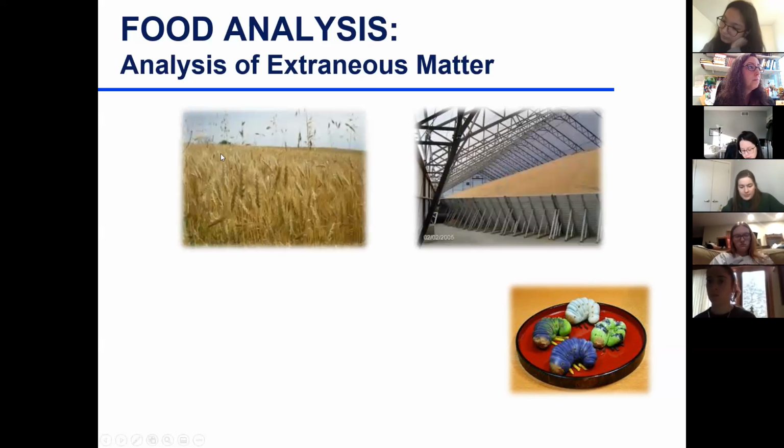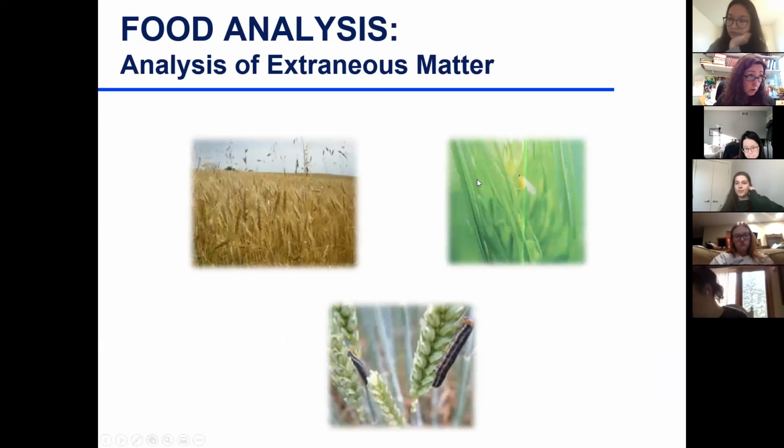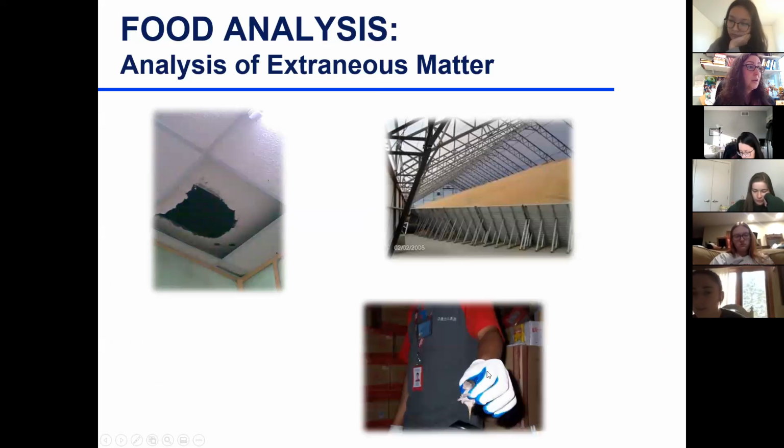So in the field we can get insects or rodents, in storage, during transportation, during processing. Of course, insects are everywhere. So when we harvest the crops, you're going to harvest some insects along with them. And during storage, there are rodents everywhere. You cannot completely avoid rodents.